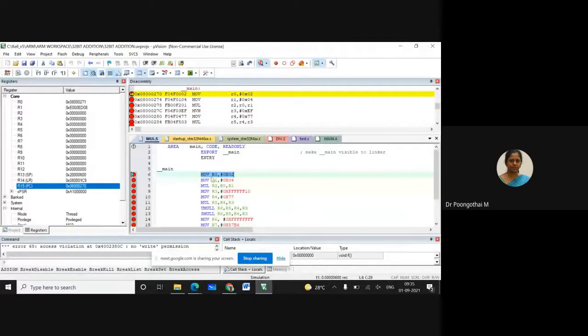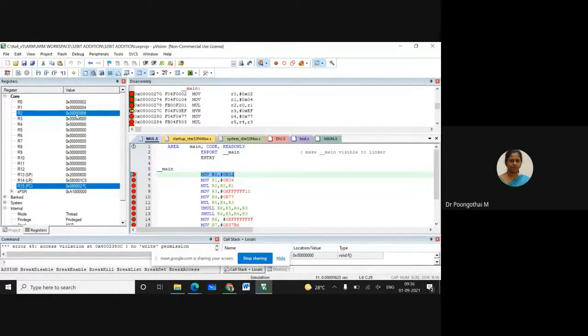So what is your first instruction? I'm going to load the 02 into R0. After execution, your R0 is loaded with 02. And I'm going to execute the next instruction, MOV R1, 04. Next I'm going to execute MUL. After execution, your R2 is updated with 08.